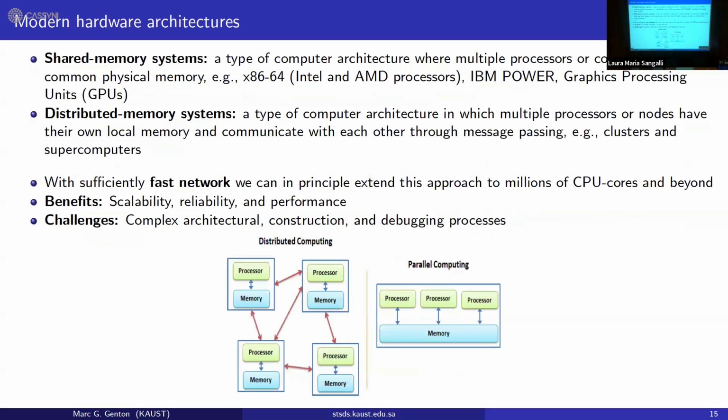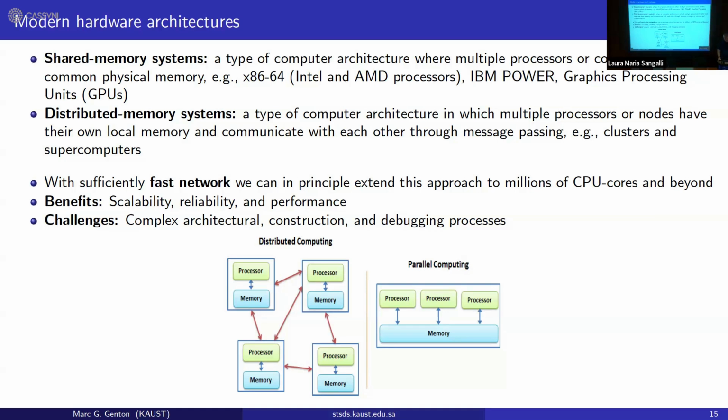So a natural question is, are there computers that can work at that speed? Before answering that question, it's useful to talk about modern hardware architecture. Basically, two ideas that you may know are shared memory and distributed memory systems. In a shared memory system, which is what is traditionally called parallel computing, you have different processors and they access the same shared memory. Whereas in a distributed system, each processor has its own memory. They can communicate among each other. And if that network is fast enough, then this can scale to possibly millions of CPU cores. The benefit is the scalability, the reliability, and the performance of the system, with, of course, the challenge of having a more complex architecture to deal with.